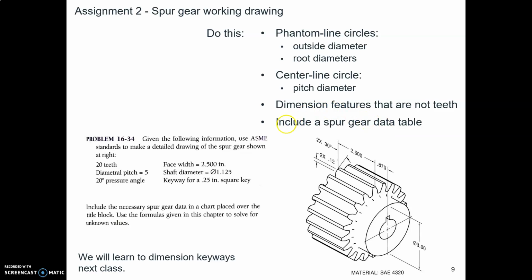Then you'll want to include a data table to tell the gear cutting person how to set their hobbing machine. Let's see, was there something else? Oh yeah, and I wanted to mention we do have a keyway in this gear. They almost always do, but we're going to learn how to dimension that next time. So you can do everything but the keyway for now. And notice here's the material. It's an SAE high strength grade of steel 4320.